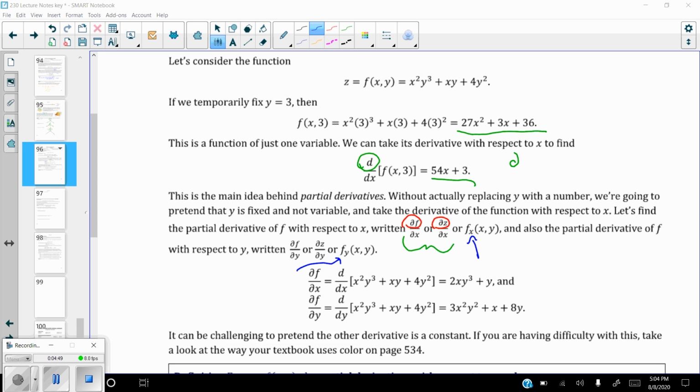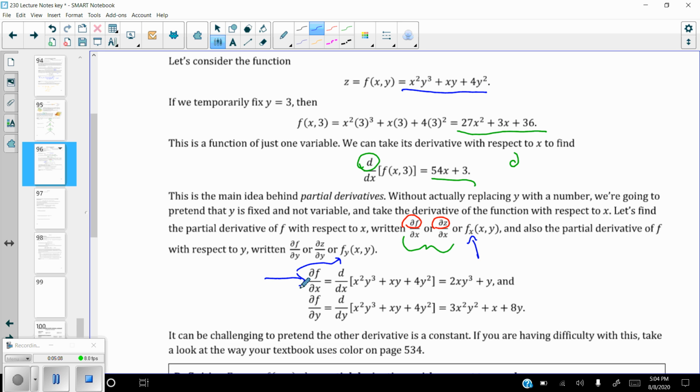Okay, so if we were to take the derivative of, and we're going back to the same one that we started with right here, x squared y cubed plus xy plus 4y squared with respect to x, that's what that means, the partial derivative with respect to x. We treat y like it's a constant.